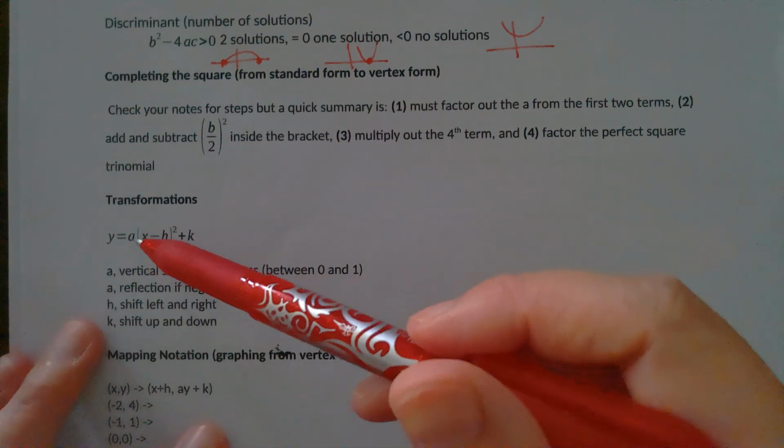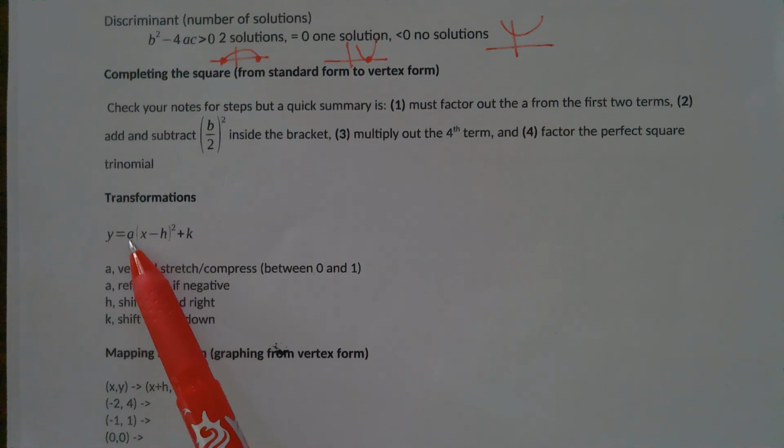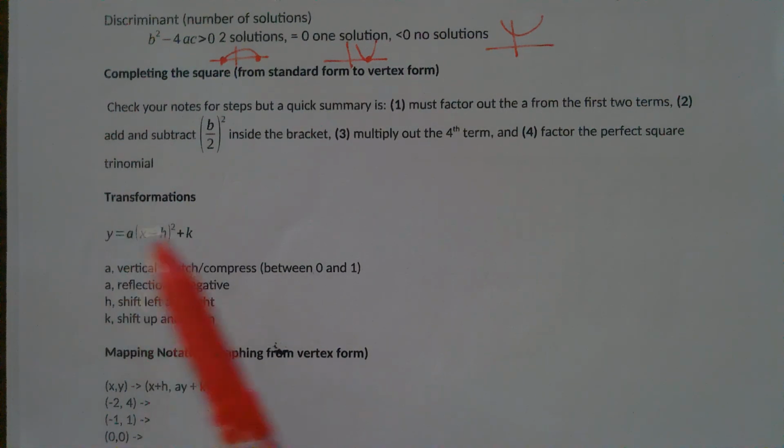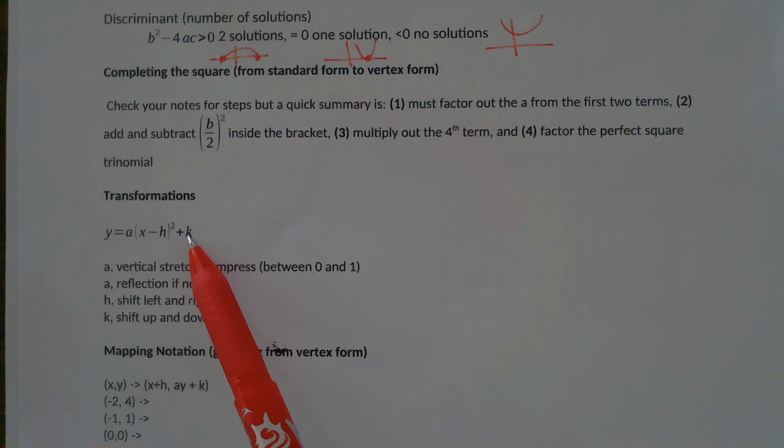The transformation, remember A tells you, does the A only tell you if it's stretch and compress? Give me 30 seconds. Does the A only tell you the stretch and compress? What else does it tell you? If it opens up or down, if it's flipped, if it's reflected along the x-axis. Good. What about H? How is it shifting? Left or right, and then the up or down.